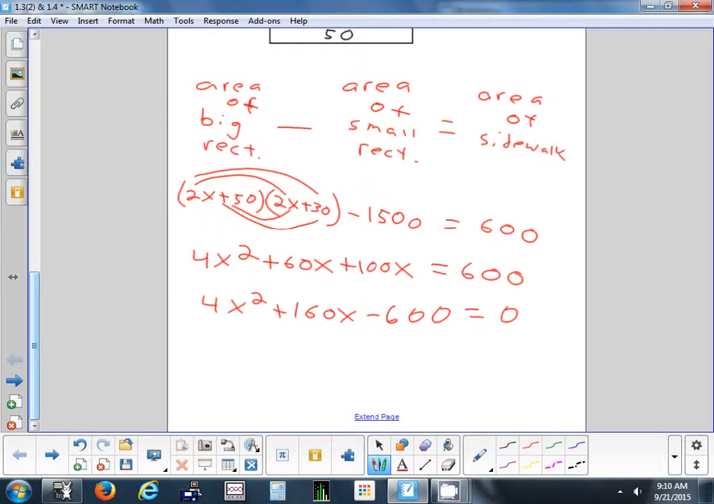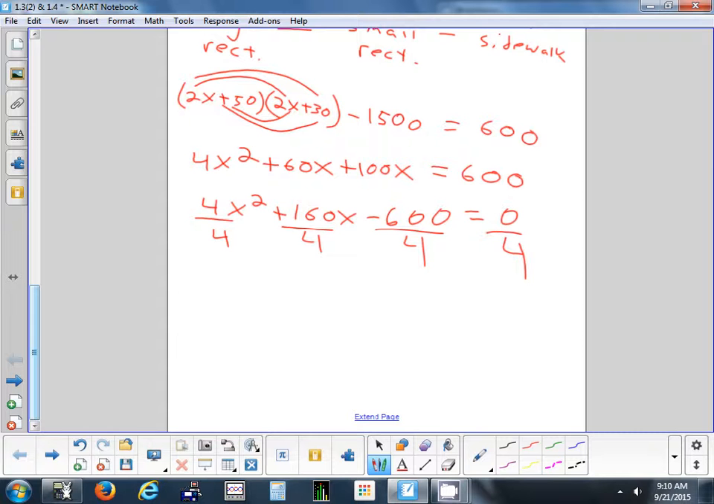All right. Now, all these numbers are divisible by the same number. We could do that just to make everything a little smaller. Paige, do you see what 4, 160, and 600 can all be divided by? Yeah. Thank you, Paige. All right, so divide everything by 4. Of course, 0 divided by 4 is just going to stay the same. 160 divided by 4 gives me 40, minus 150.